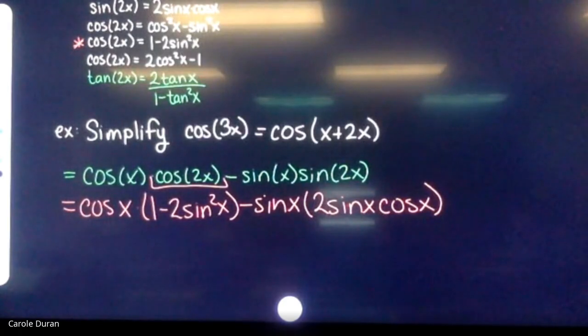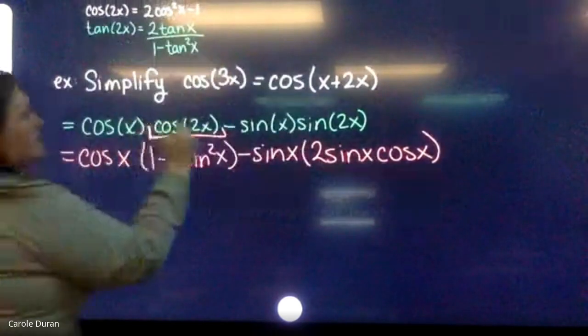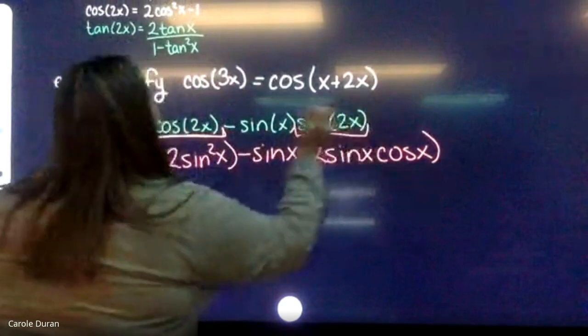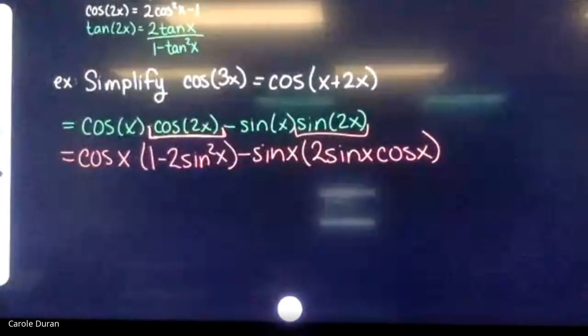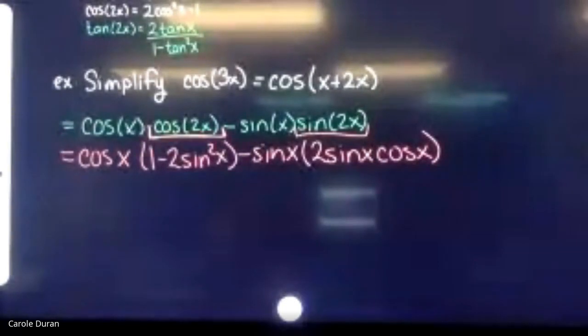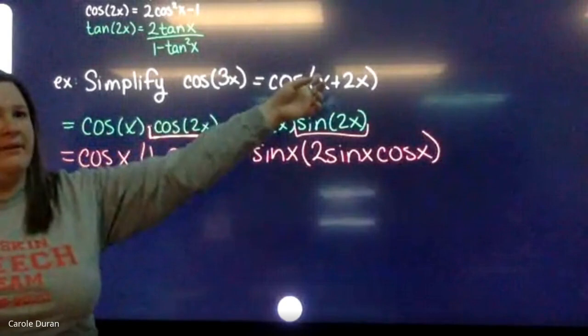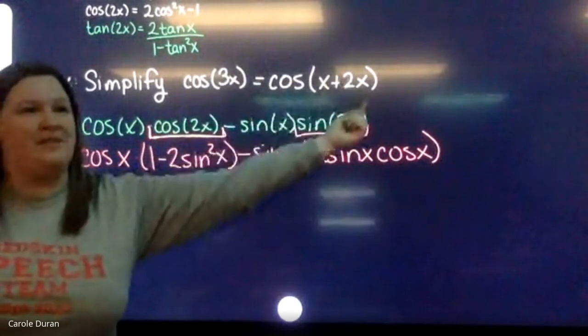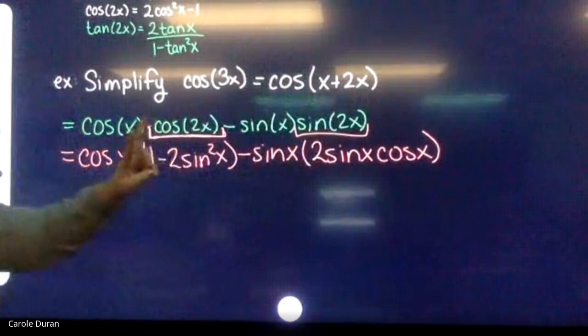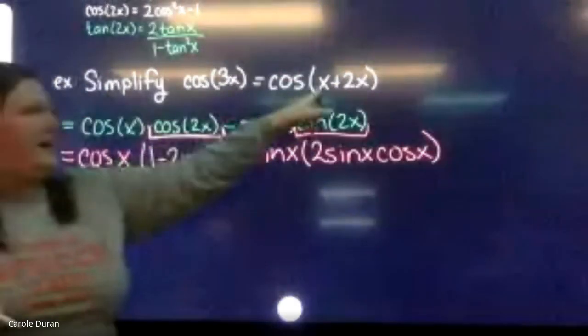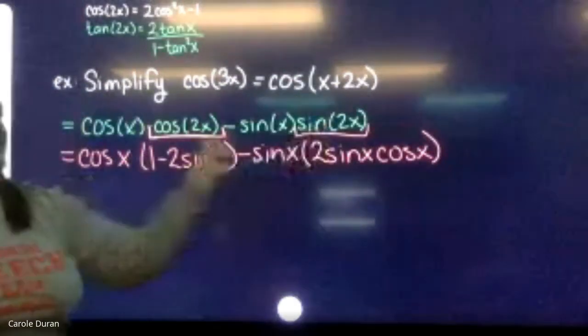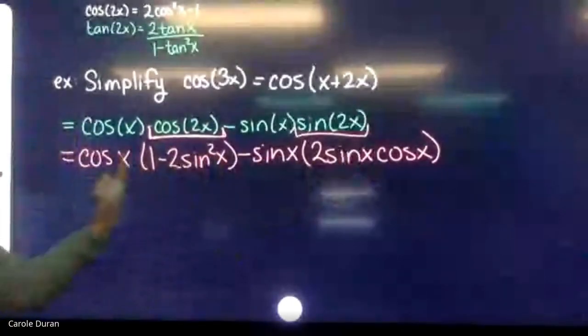Does everybody see what I replaced? So I replaced the cosine of 2x, and I replaced the sine of 2x because I had identities for those. We just wrote them down. Where did you get the two x's from? We separated this like an hour ago. So 3x is the same as 1x plus 2x, right? So I made it into an addition problem. This was my A, that was my B. So I did my sum identity and then replaced my doubles with the double angle identities that we just wrote.